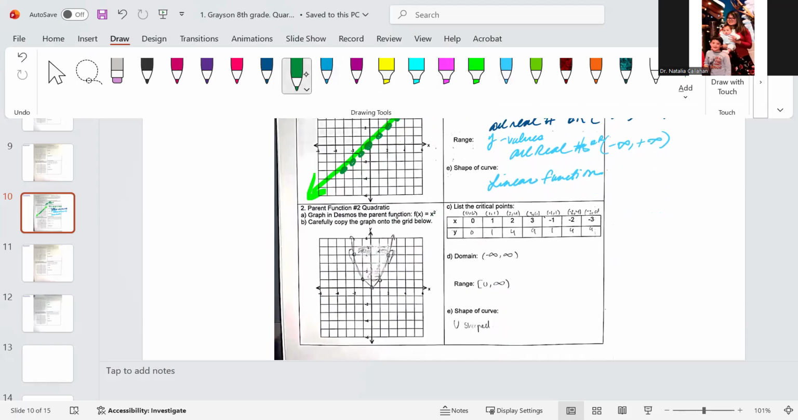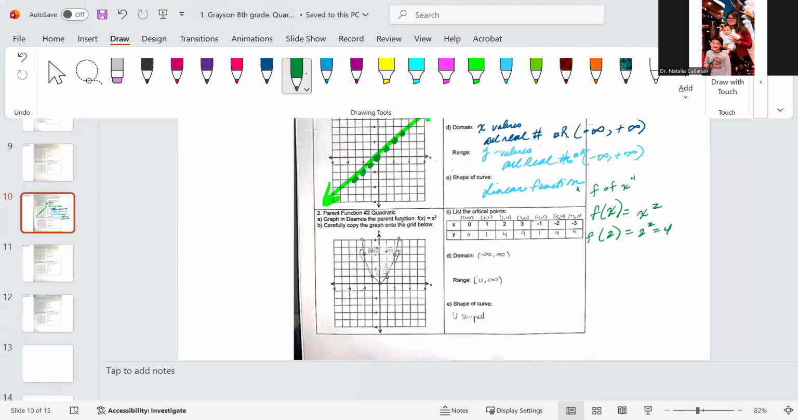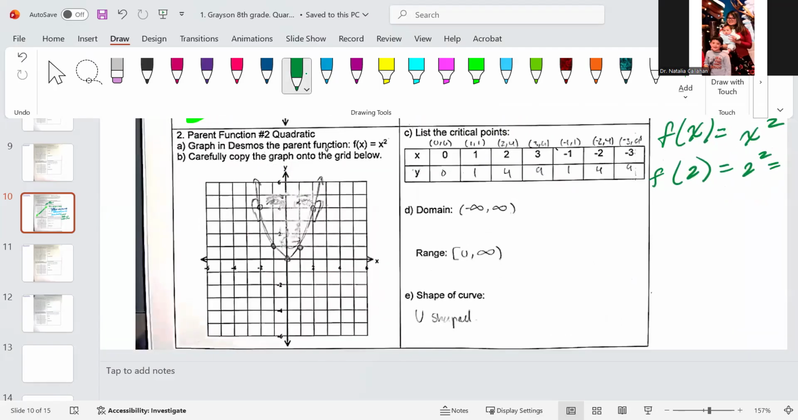All right, number 2. Go ahead. What's the equation? It's f of x. Say f of x. That's how you read it. Okay, is equal to what? X squared. Okay, so then what's f of 2? 4. 2 squared, right? So 4, everything else looks good. You graphed it, right? Negative infinity to positive infinity.